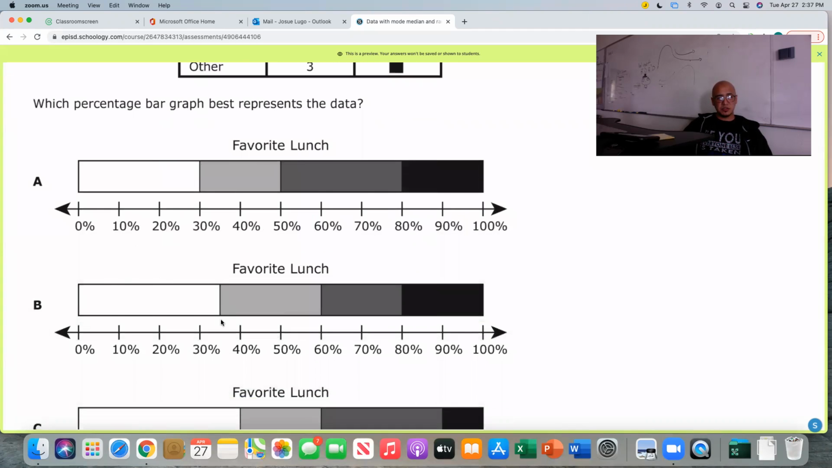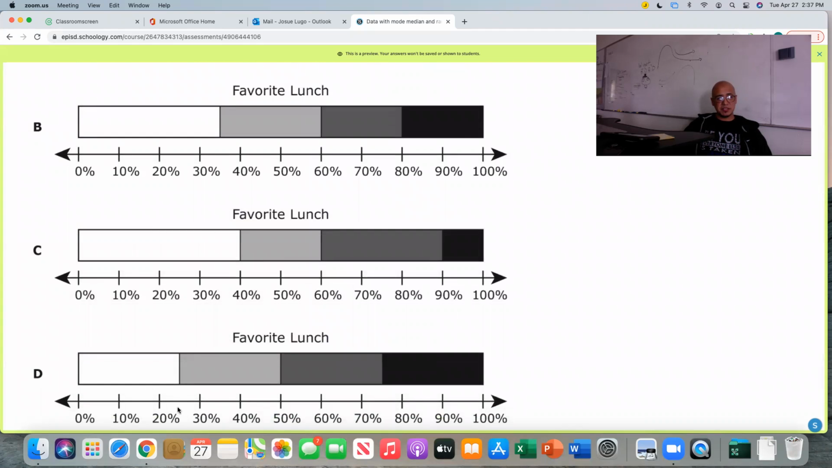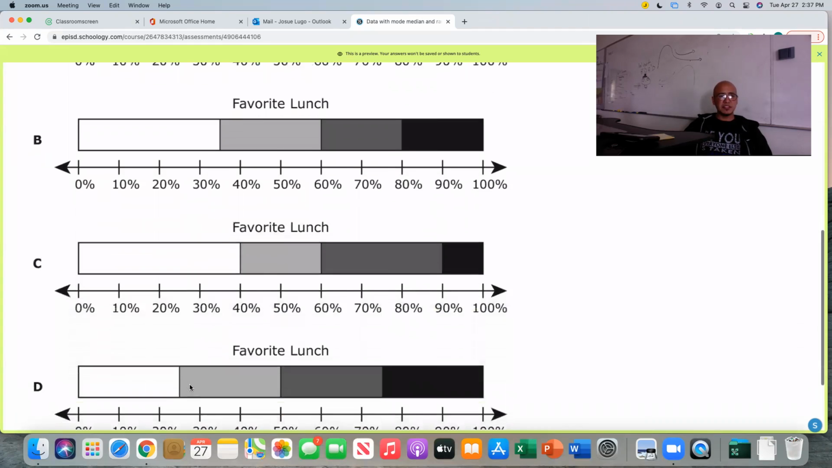B says that pizza was 35%. C says that pizza was 40%. And D says that pizza was 25%. Do we see that? Since they're all different, only one of these can be correct.